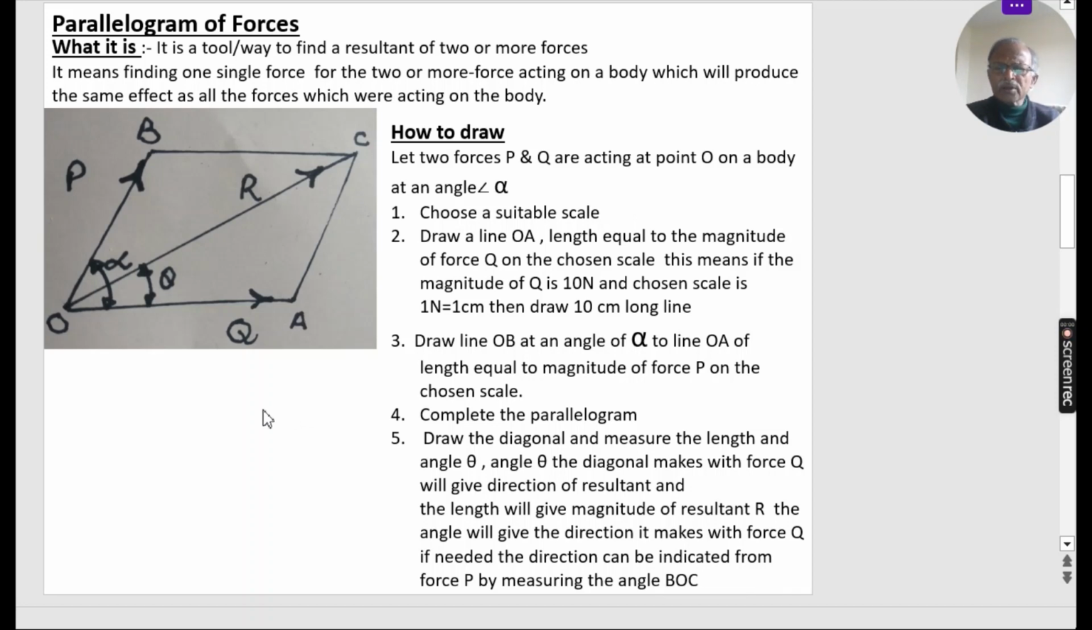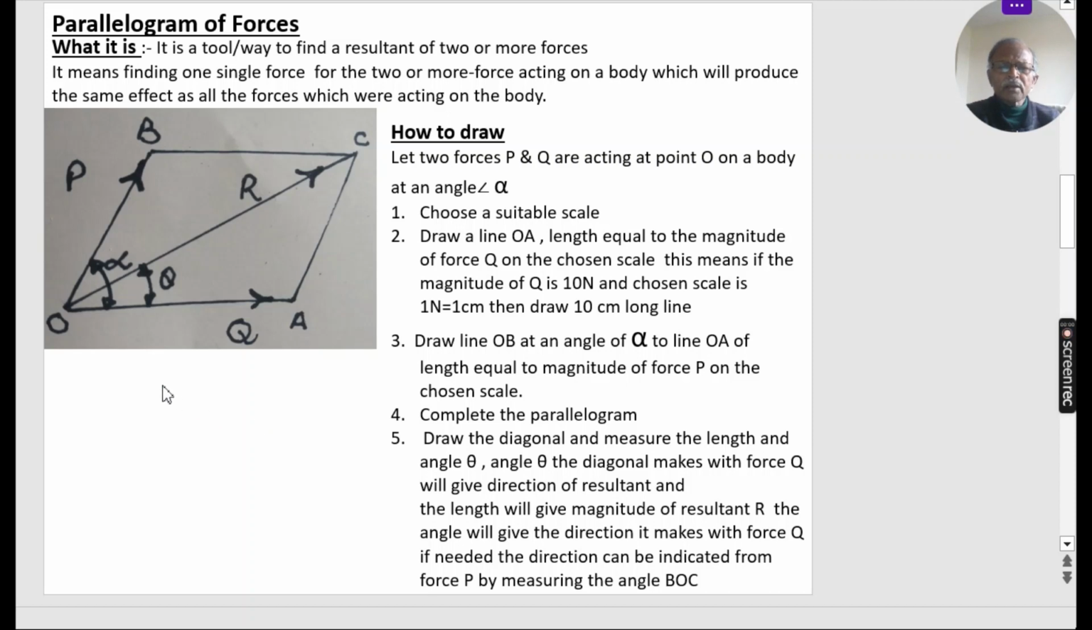You can choose any scale. Maybe 1 newton is equal to 1 millimeter, or 1 newton is equal to 5 centimeters. You can choose any scale. Depends upon the availability of the space, paper size, and the length of the scale and all that. You can consider any suitable scale.